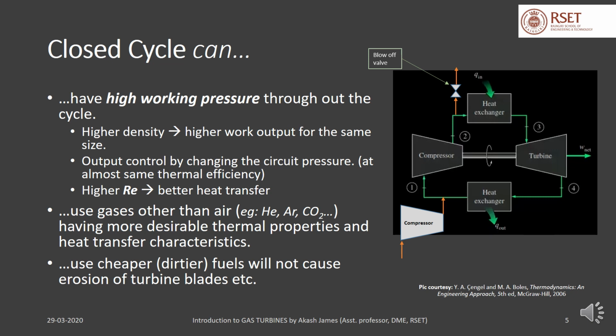For example, if you are using coal in an open cycle gas turbine, the ash that is carried in the combustion products can erode the turbine blades. But in a closed cycle, since the combustion products do not come into contact with the turbine, the chances of erosion are nil. So you can use cheaper fuels in a closed cycle gas turbine power plant.